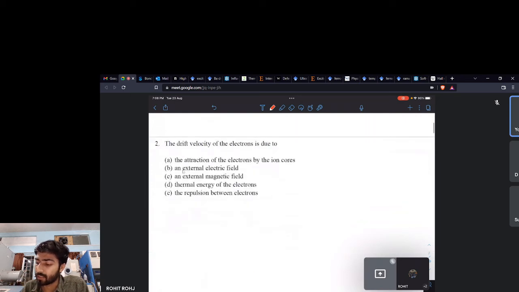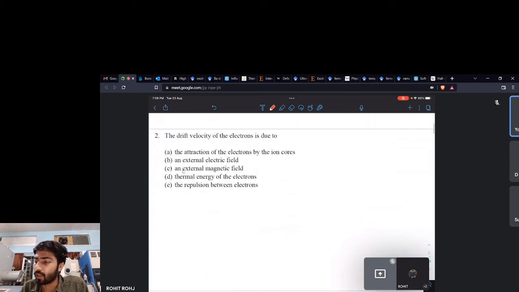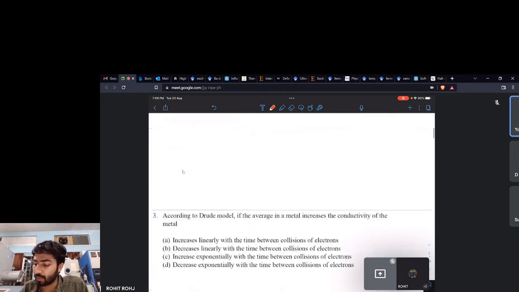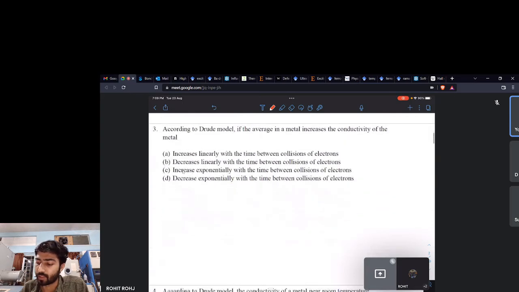Now the second question is, the drift velocity of electrons is due to what? The word drift here means that in the presence of something the particles are drifted, and that something that exerts force on the electrons is the external electric field. So when an electric field is applied, electrons feel the force and move along the electric field towards the lower potential. These were two very simple explanations for these two questions.